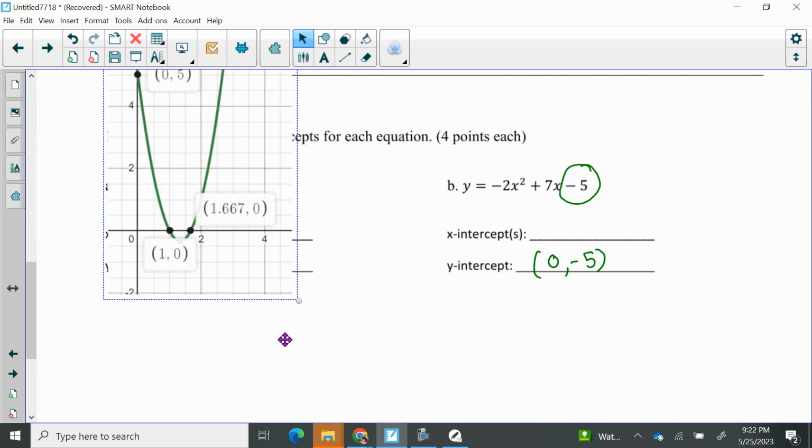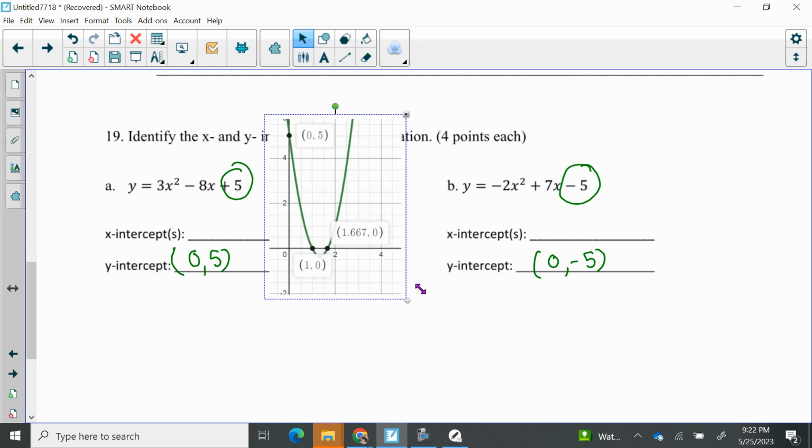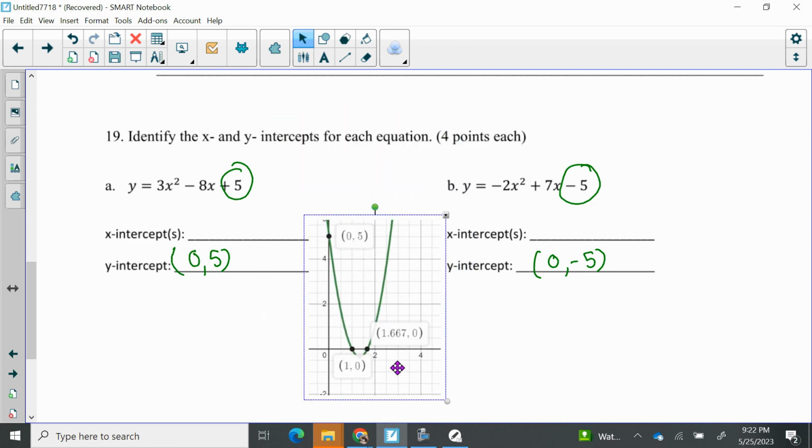All right, so hopefully you guys can use Desmos as a tool, but I don't want it to take away from your factoring skills because those are essential.